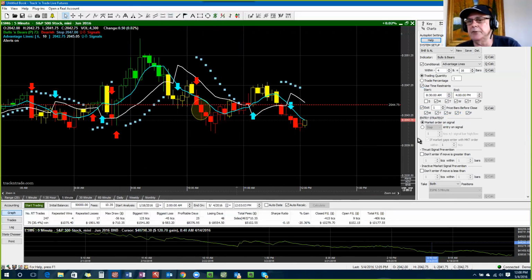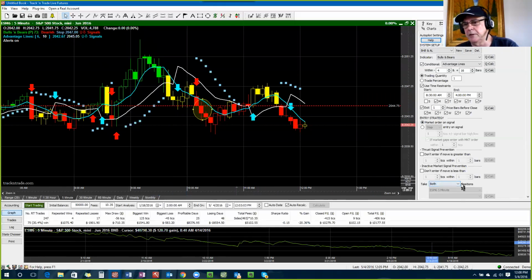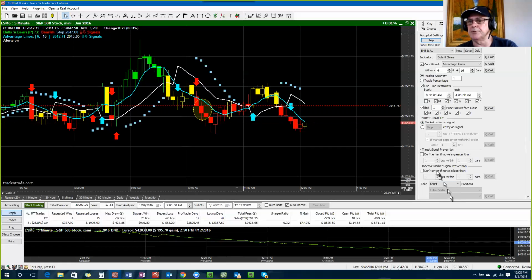Now your entry strategy is a market on order signal. So when you get a signal here, it's going to enter on the bar following this bulls and bears, provided you had the advantage lines. Now you could also set it up down here to say take both positions, long, short, or the trend. So if you thought the S&P was going down, you could say, I only want a short position. You with me so far?